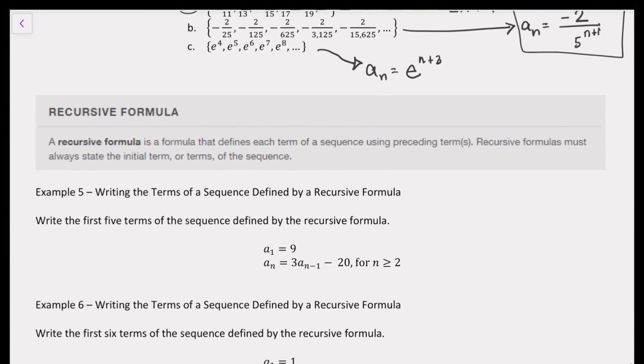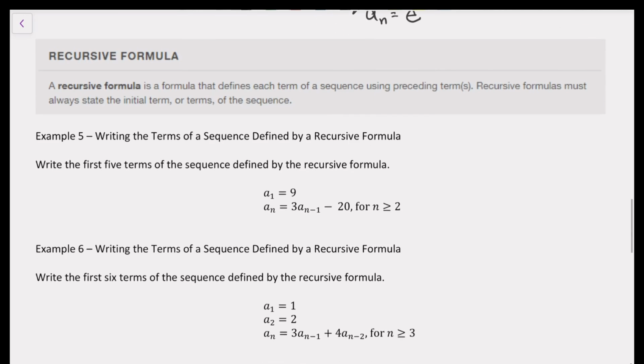Now, we were working with explicit formulas. Those were explicit formulas because the n that you plug in is telling you the term that you're on. There are also recursive formulas, which use previous terms. Maybe 1, maybe 2, but previous terms. 1, 2, doesn't matter how many. Okay?